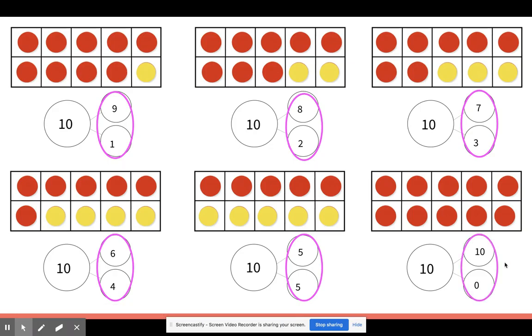So as you're working through your assignment today on Seesaw, remember your partners to 10. It will make it much easier to know what you need to break off to make a 10 plus fact.